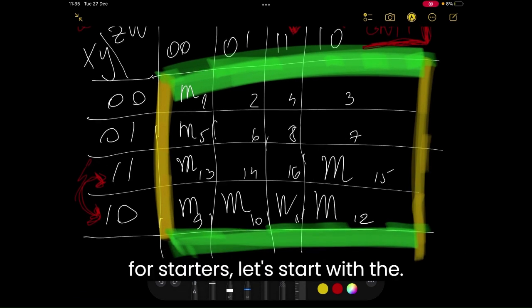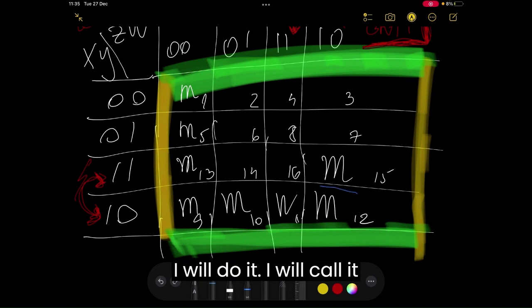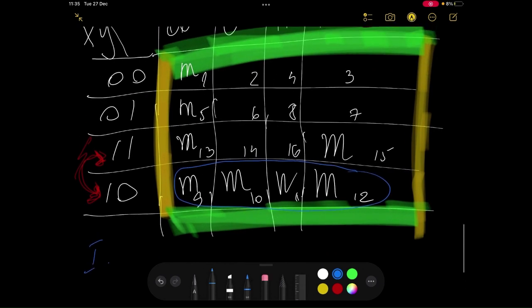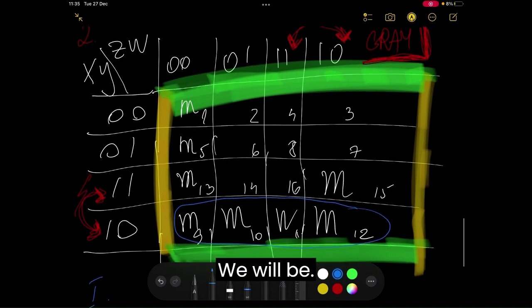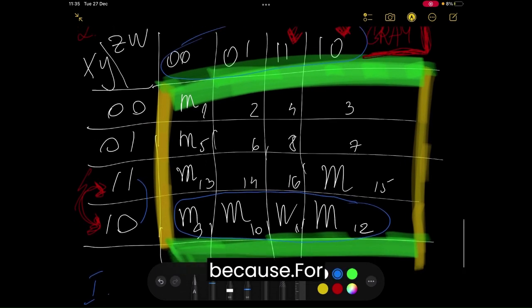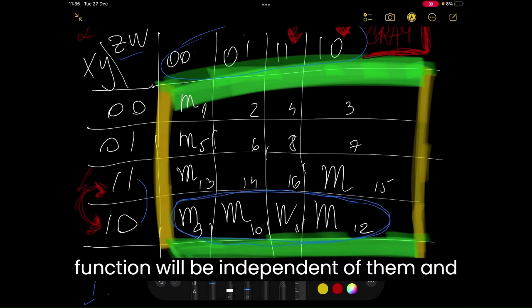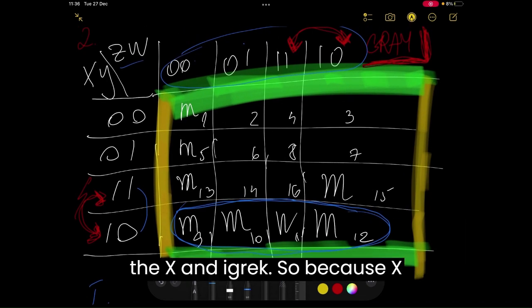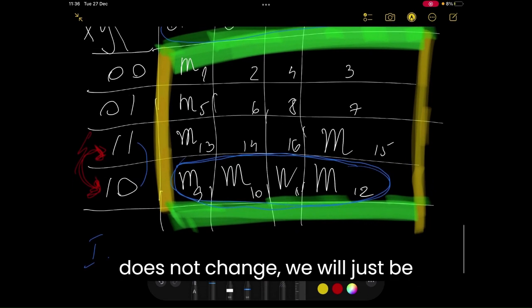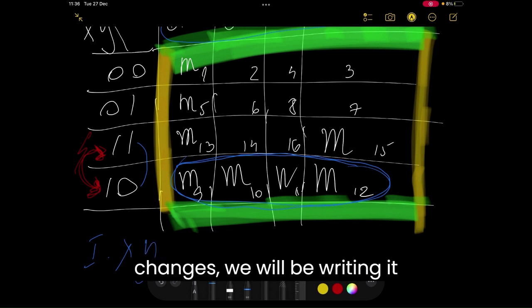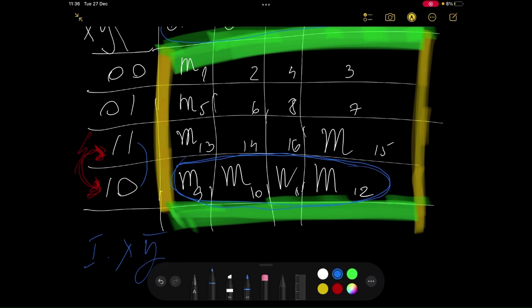So for starters, let's start with the, I will call it the blue group. So we will be assessing how many of these values change. Because for Z and double V, everything changes constantly, we will not be writing them, as the function will be independent of them, and we will just be considering the X and Y. So because X does not change, we will just be writing X. And because Y changes, we will be writing it with a negated form.